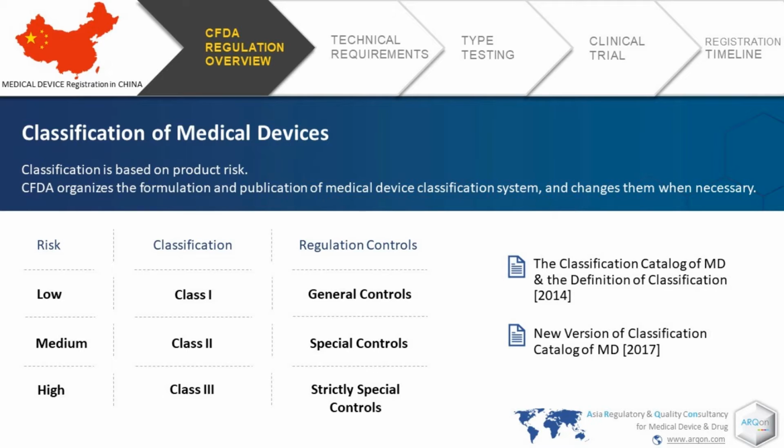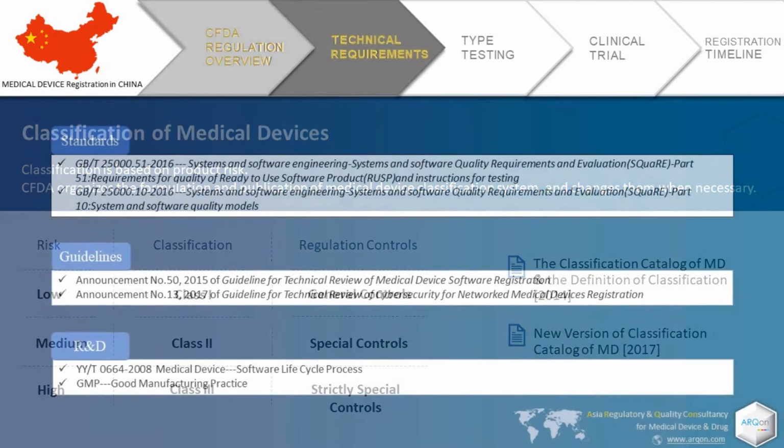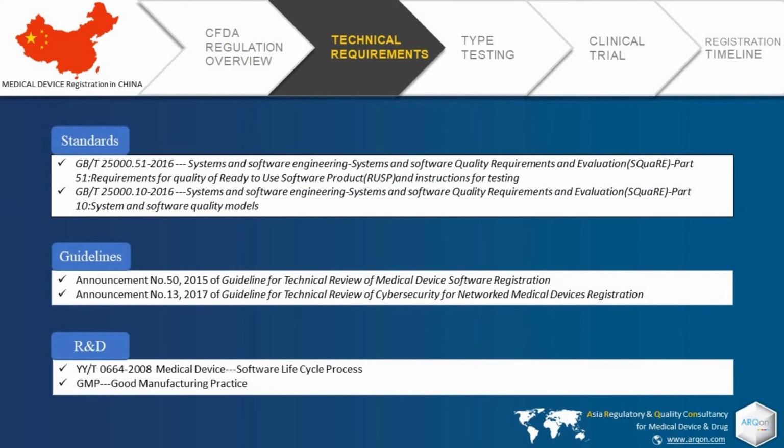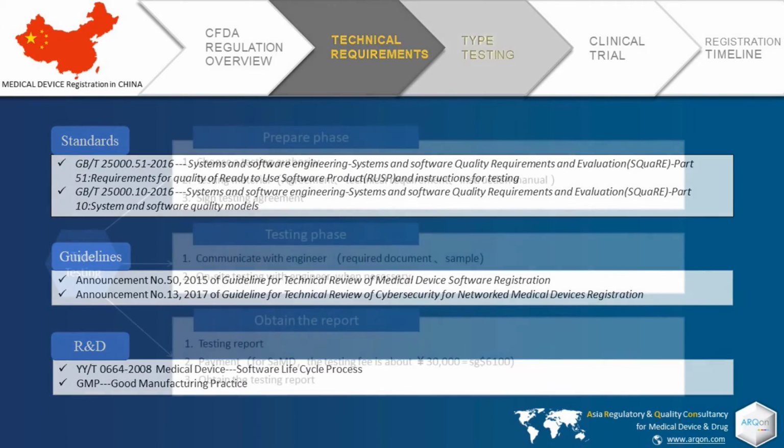The level of regulatory control increases as medical device risk class increases. The classification of a medical device could be done referring to the Classification Catalogue of Medical Device and Definition of Classification, 2014, and the new version of the Classification Catalogue of Medical Device, 2017. The manufacturer needs to establish which relevant technical standards are applicable to their product and develop their product based on the requirements stated in these standards. For example, for software you may need to follow the following standards.